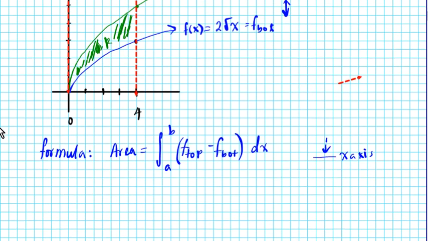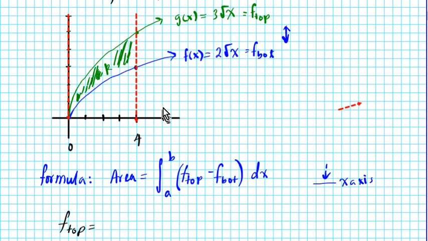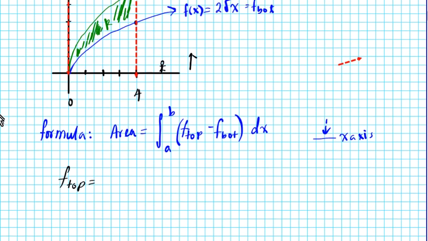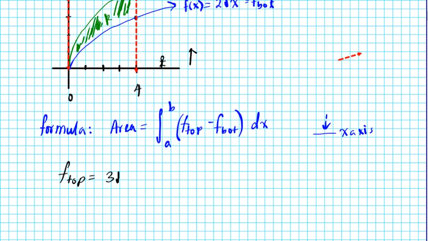All right, so let's go ahead and identify our top and bottom functions. F top is already specified. F top is the function that's on top. Okay, starting from the x-axis, imagine this is the ground level and you're going upwards. So the function on top is 3 root x. And then the function on the bottom is the other one, 2 root x.